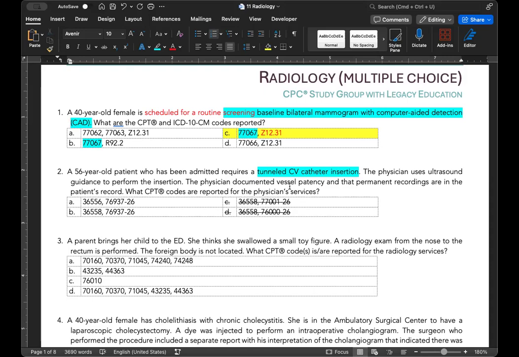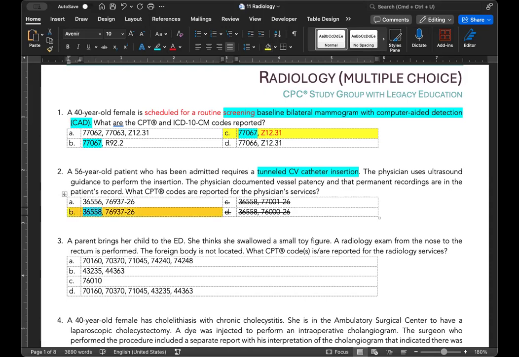Yep. So 365, oh, I crossed out the wrong thing. No, I didn't. Just kidding. 36558 is our correct code for the catheter insertion because it's for a tunneled CV catheter versus a non-tunneled. Okay. So our option should be letter B.